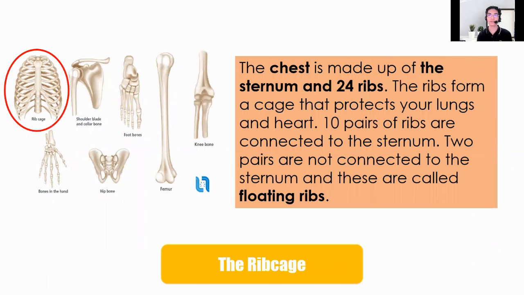The chest is made up of 24 ribs and the sternum. The ribs form a cage that protects your lungs and heart. 10 pairs of ribs are connected to the sternum. 2 pairs are not connected to the sternum, and these are called the floating ribs.